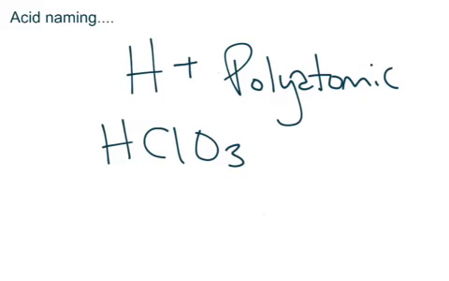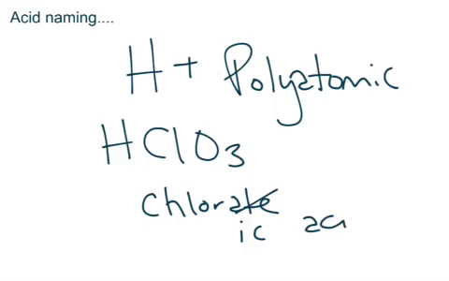If we were looking at HClO3, again, we don't need to worry about the hydrogen because that only is for when you have a regular nonmetal. So this is called chlorate, but we change it to chloric acid.